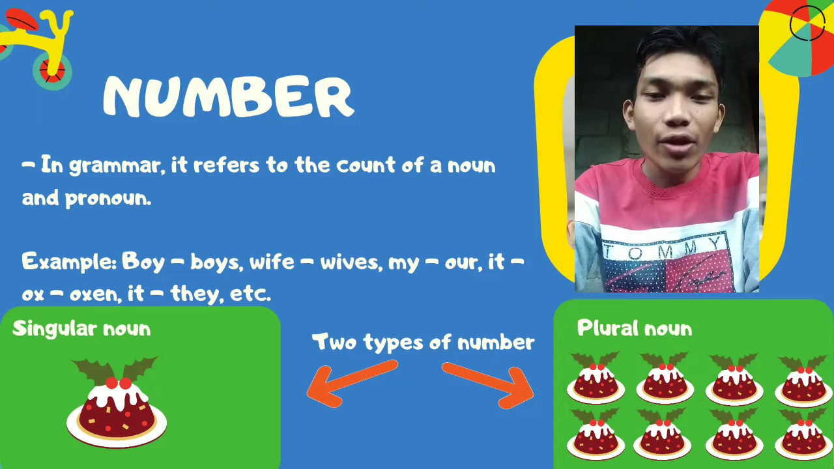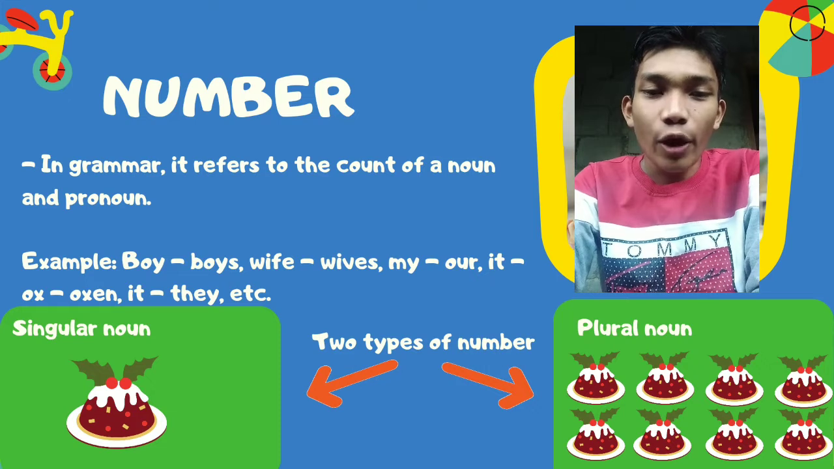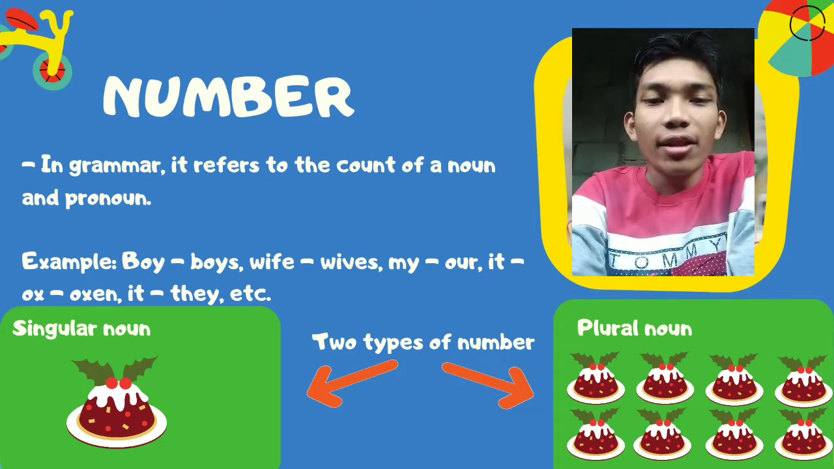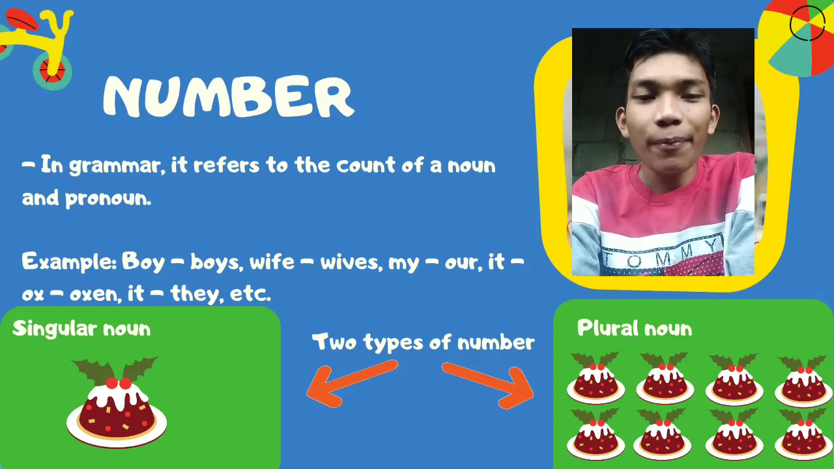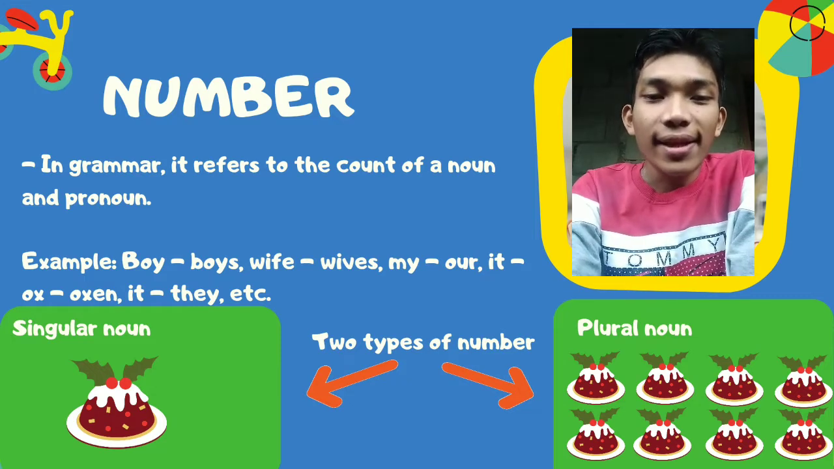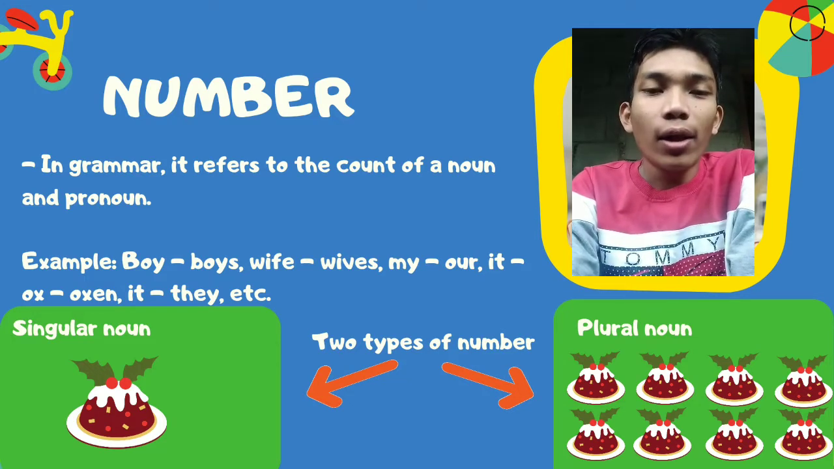My for singular and our for plural. Ox for singular and oxen for plural. It for singular and they for plural, and etc. There are two existing types of number. We call it the singular number and plural number.